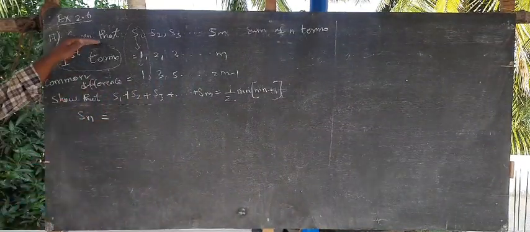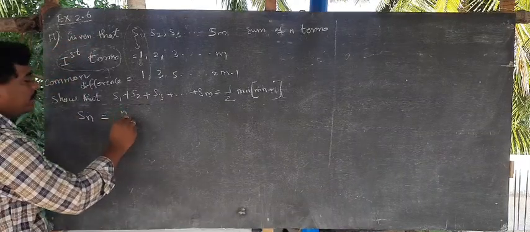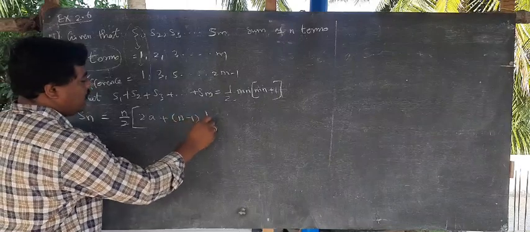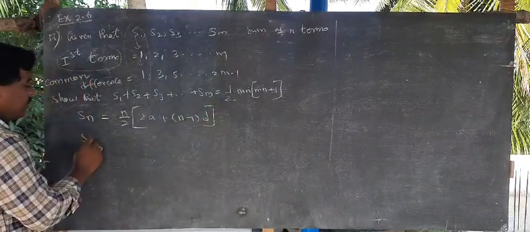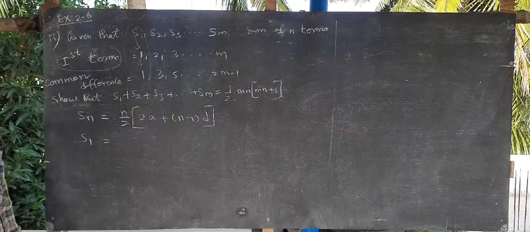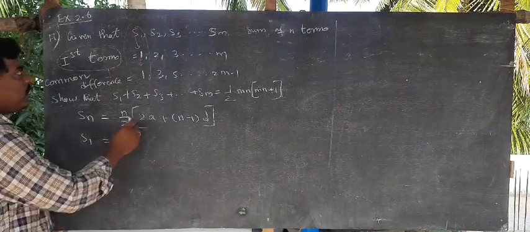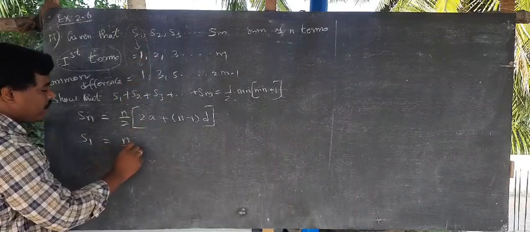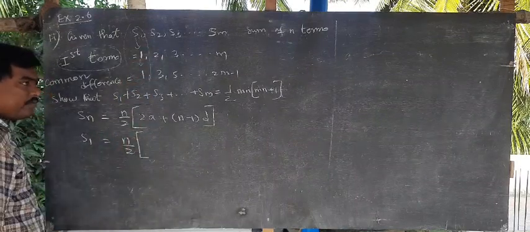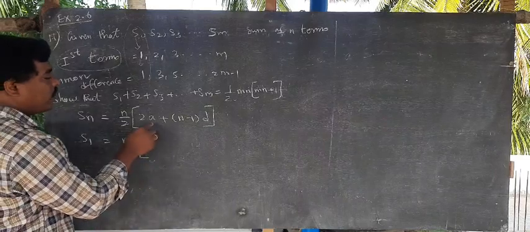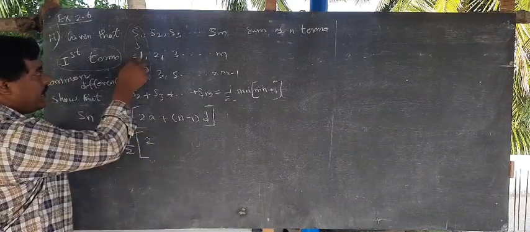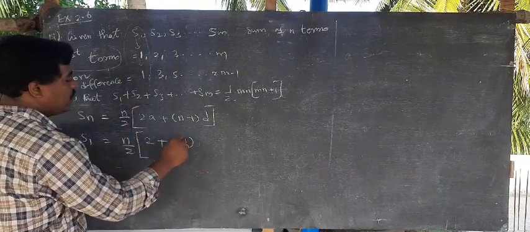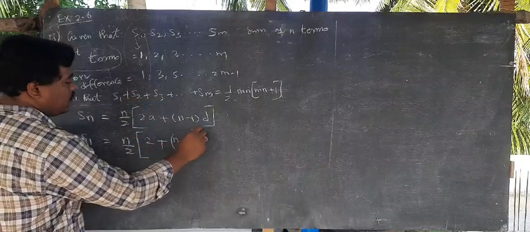Given Sn equal to n by 2 into 2A plus n minus 1 into D. I take the S1 series. For S1 the first term is what? 1. Common difference is what? 1. So, n by 2 into, just write 2 because A equal to 1, plus n minus 1, D equal to 1, so no need to write.